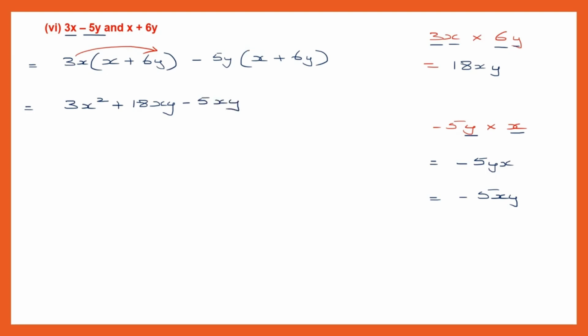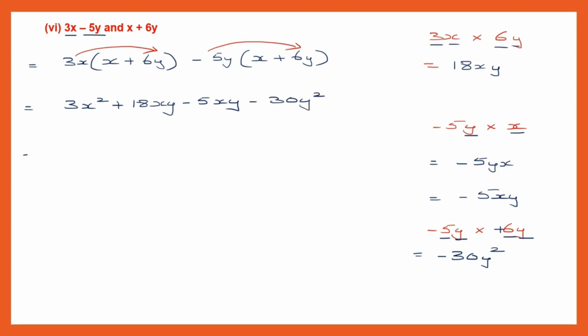Now we multiply minus 5y into 6y. First multiply the sign. Here it is minus, here it's plus. Minus into plus is minus. Then multiply the numbers, 5 sixes are 30. Then we have a y here and a y here, so that makes it y to the power of 2. So here what do we have? Minus 30y to the power of 2.